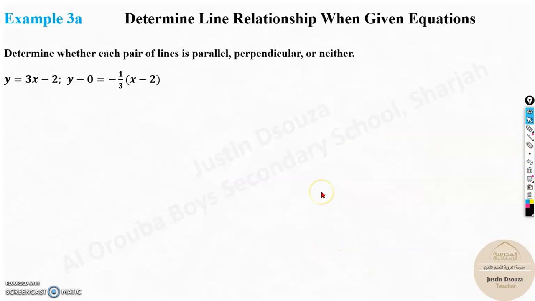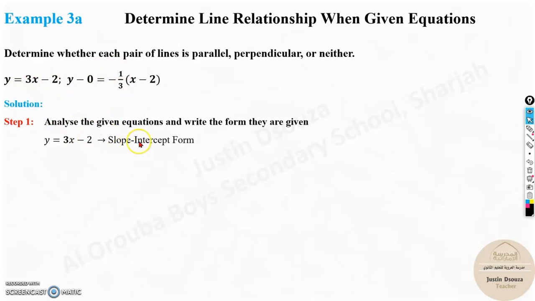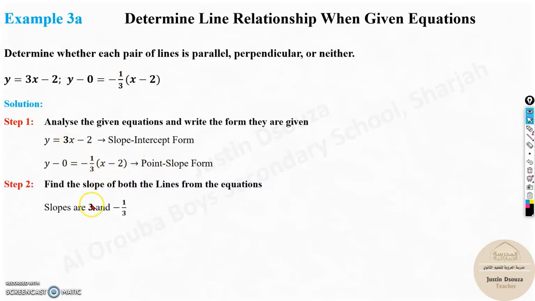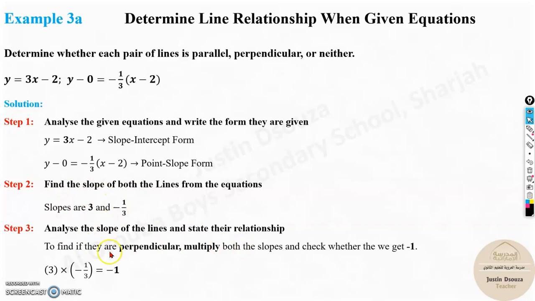Now then, we will see some problems. Determine whether each pair of lines is parallel, perpendicular, or neither. Now over here you have the slope-intercept form and the point-slope form. So we need to analyze the given function. This is the slope-intercept and this is the point-slope. From this we can easily extract the slope. See, the slope over here is 3 and over here is -1/3. So they're not the same, so multiply them. Just multiply them, and what is the answer you're getting? It's -1. So they're perpendicular. If at all you multiply the two slopes and you get -1, it is perpendicular.